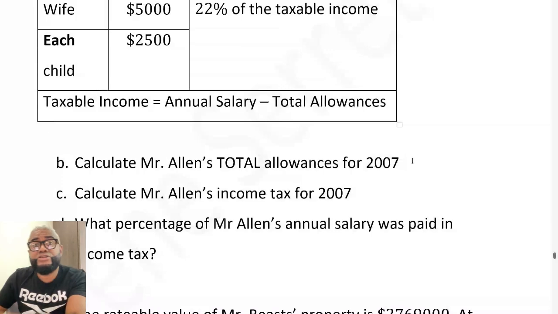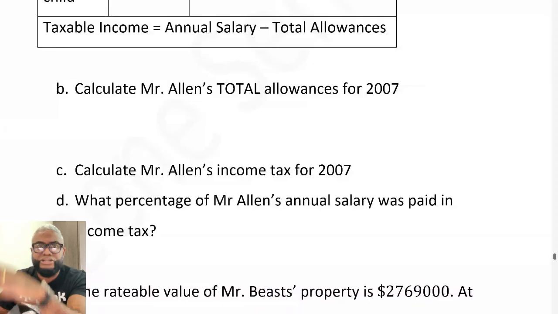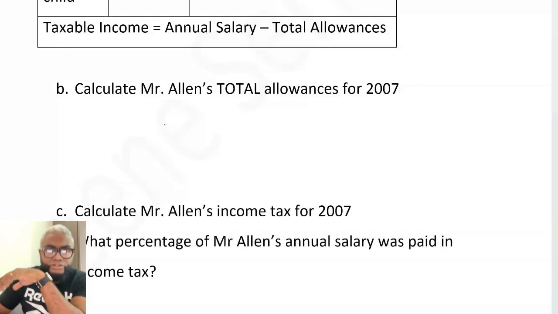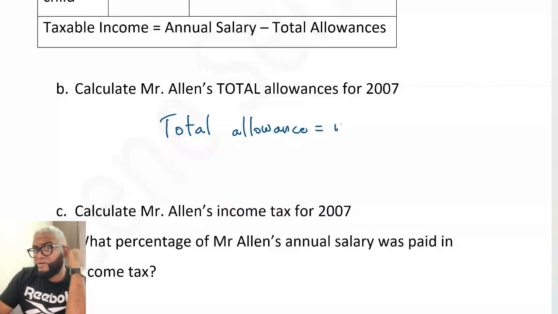Calculate Mr. Allen's total allowances, right? That looks very foodish. It looks like food. So total allowance would be equal to, what's the first allowance? I think 10,000 plus what?